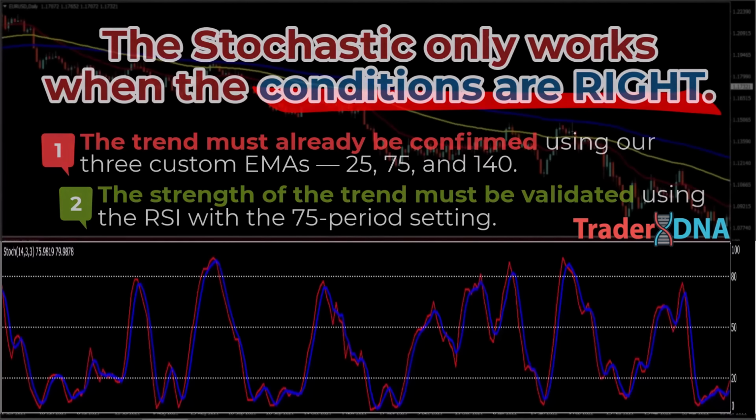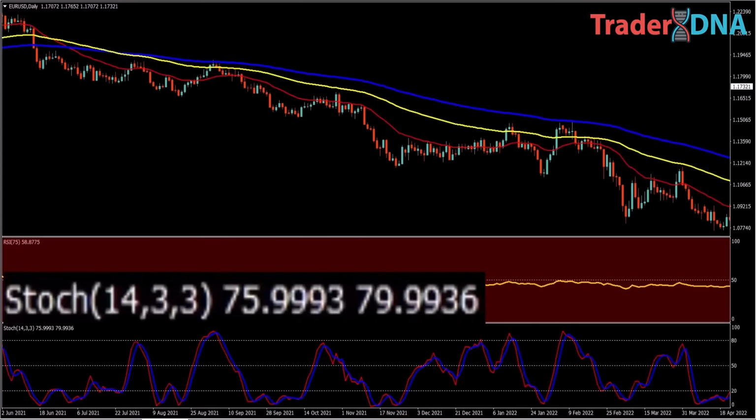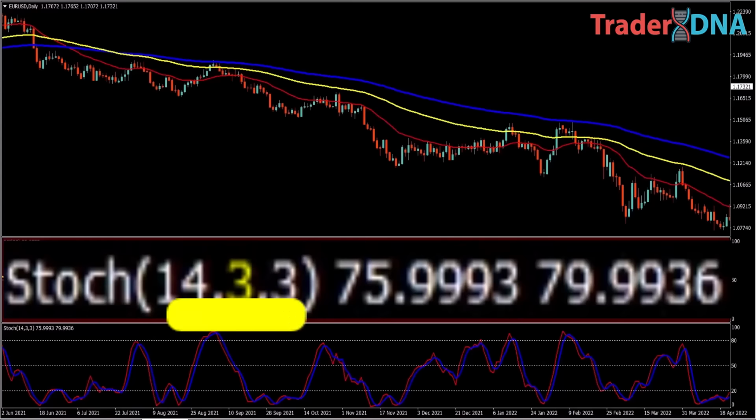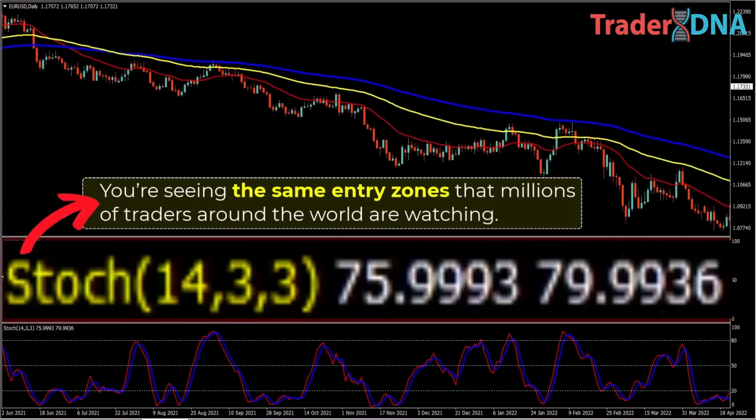So here's how we set it up. We're using the classic stochastic settings, the 14-3-3. Nothing fancy, nothing complicated. Why? Because we want our signal to be globally visible. This is important. If you use weird settings no one else uses, your signals might look cool to you, but nobody else in the market sees them. But when you use standard settings, you're seeing the same entry zones that millions of traders around the world are watching. And that's how momentum builds.